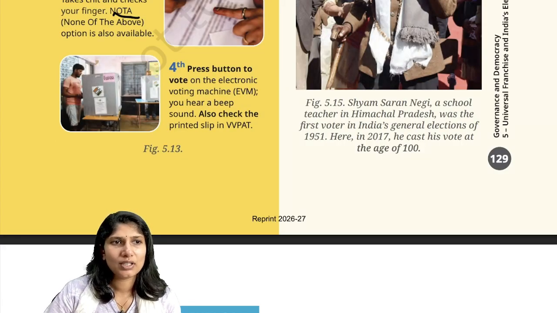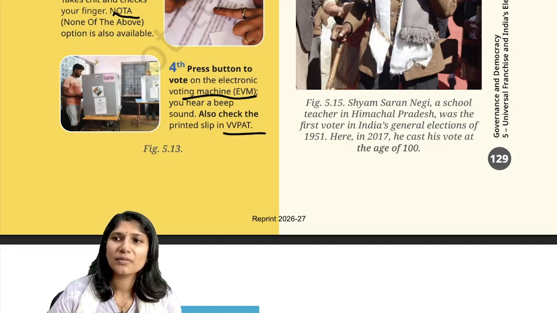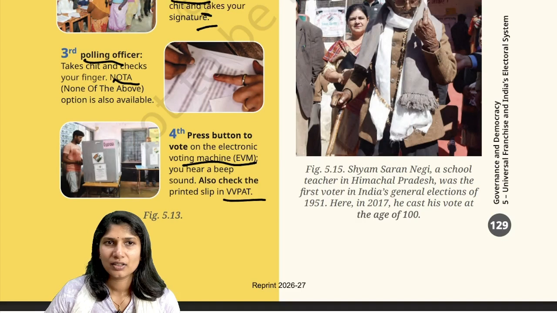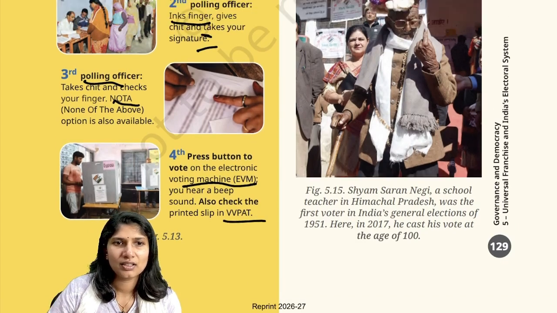You will go and cast your vote in the electronic voting machine. Once you have picked your choice, a beep will be heard. Whatever option you have clicked, that same option will appear on a printed slip in the VVPAT, the voter verified paper audit trail. Now, if you see one interesting thing here, do you see this person here?